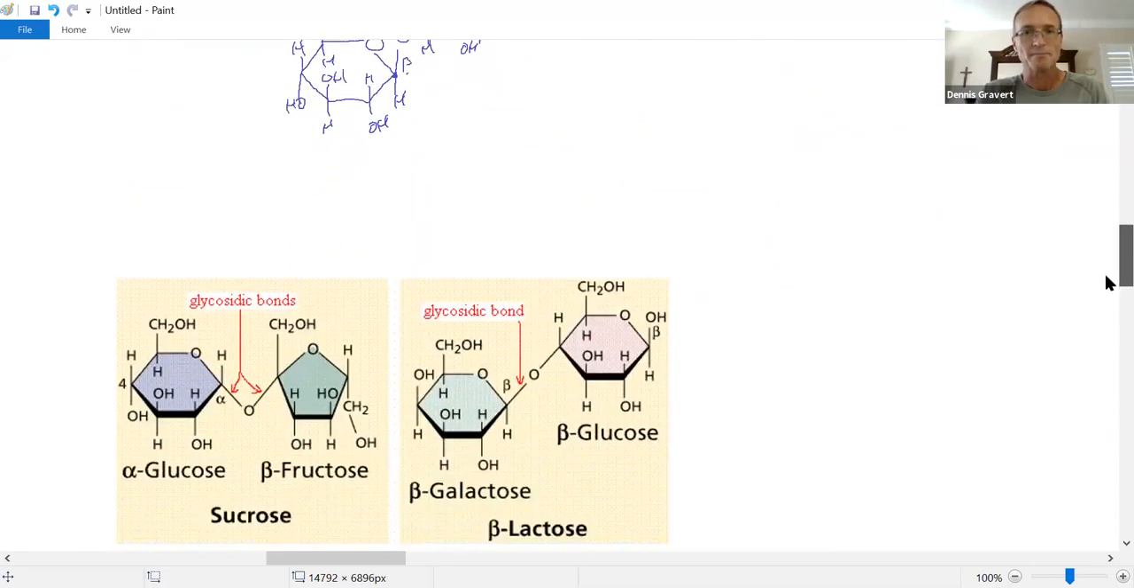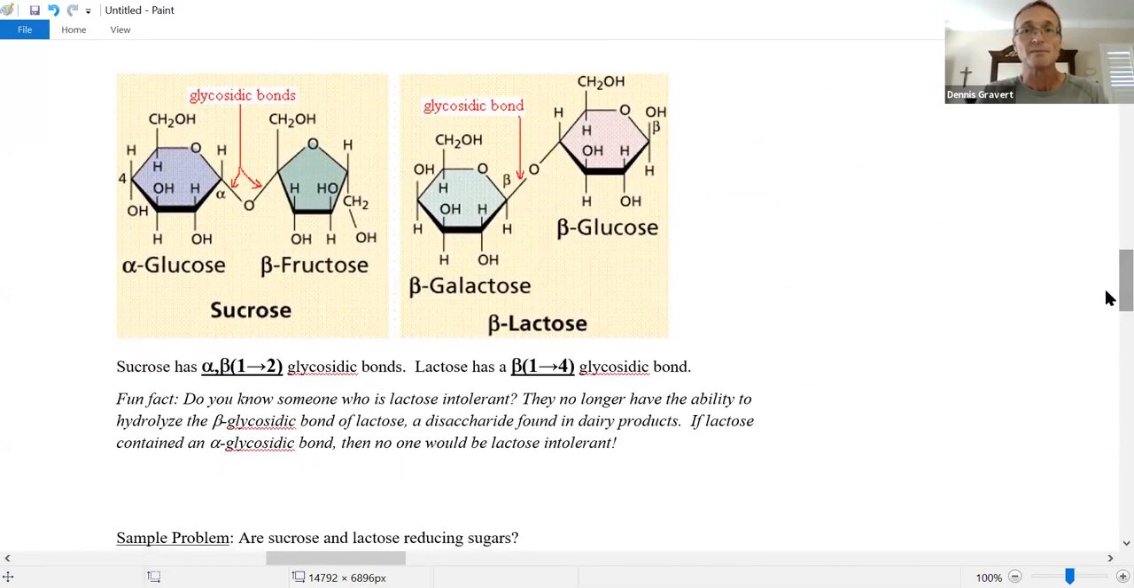What else we got? Two more disaccharides. Two more that you probably have heard about. Here's sucrose. Why is it sucrose? It connects glucose to fructose. We saw fructose's open chain structure, the Fischer drawing, in the first video. I think we may have seen galactose. If you take galactose and connect it to glucose through a beta glycosidic bond, that makes lactose.